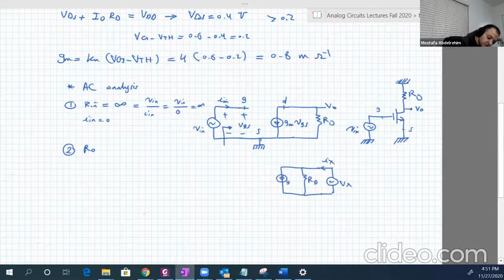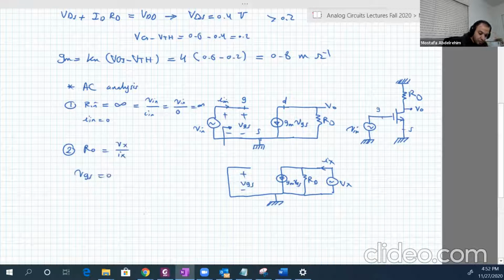And the gm VGS current source, and we're going to cancel the source V input, so it will be a short circuit. So VGS now is equal to 0, with Vx over Ix. So the current source gm VGS is also equal to 0, so it's just an open circuit. So the current Ix will just go here in RD. So Vx over Ix is equal to RD.